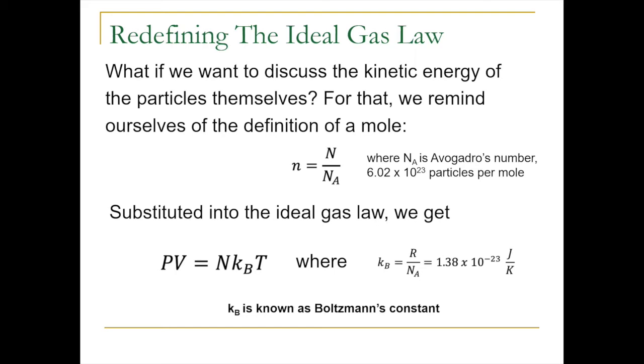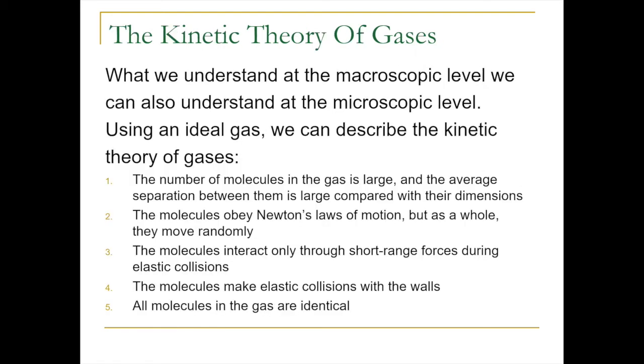If we take this value and substitute it into our equation of state, what we see is that we've actually redefined PV in terms of the number of particles and this new constant known as Boltzmann's constant. And by definition, it is the ratio of R to Avogadro's number. So we've begun our discussion now of the microscopic understanding of the gases themselves. And for that, we have to turn to the kinetic molecular theory of gases.